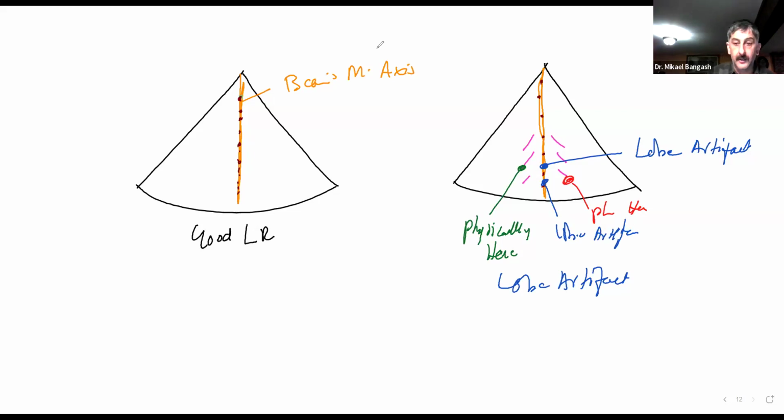So what you can see is that something which physically is here appears here, along the beam main axis. This is due to poor lateral resolution. What is going to degrade your lateral resolution. Clear?